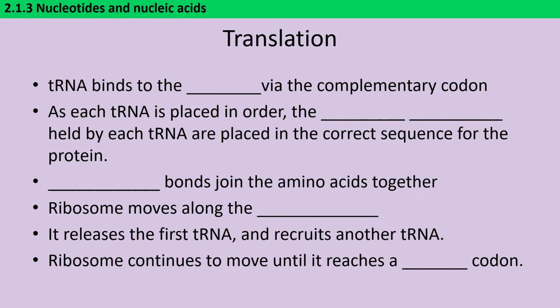Now pause the video and see whether you can complete this description of translation. Transfer RNA binds to the messenger RNA via the complementary codon. As each tRNA is placed in order, the amino acids held by each tRNA are placed in the correct sequence for the protein. Peptide bonds then join the amino acids together. The ribosome moves along the messenger RNA. It releases the first tRNA and recruits another tRNA. The ribosome continues to move until it reaches a stop codon.